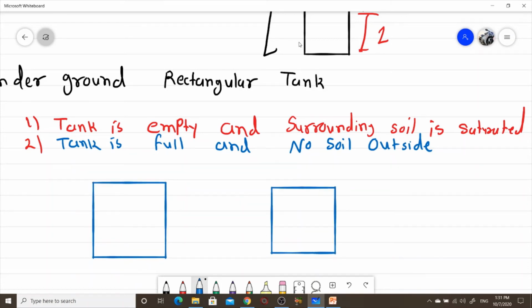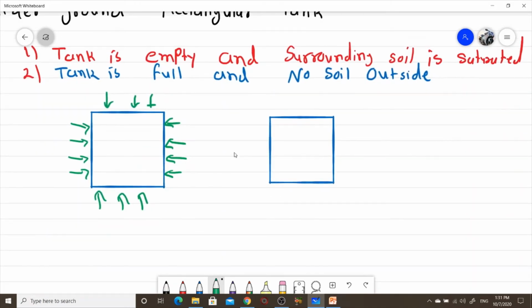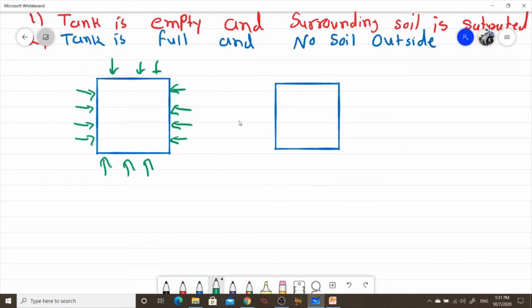So by the first condition, the tank is empty and the surrounding soil is saturated, our force is like this. Here we have only soil force from the outside. But in the second case, the tank is full and no soil outside, so water pressure acts from inside. Okay.